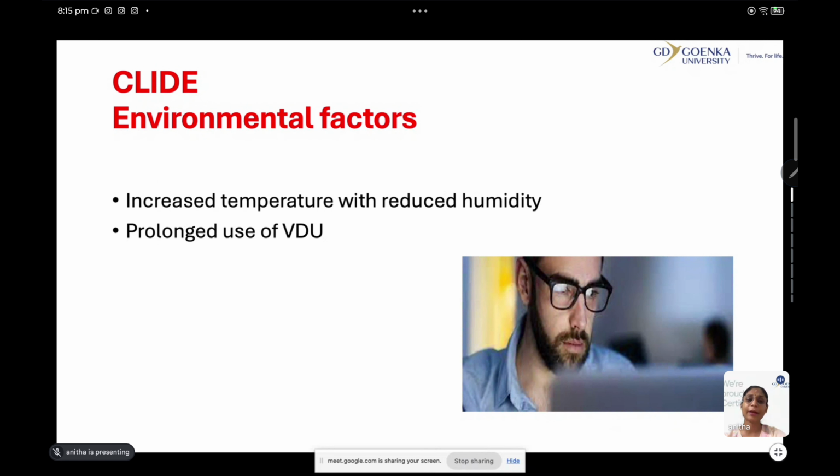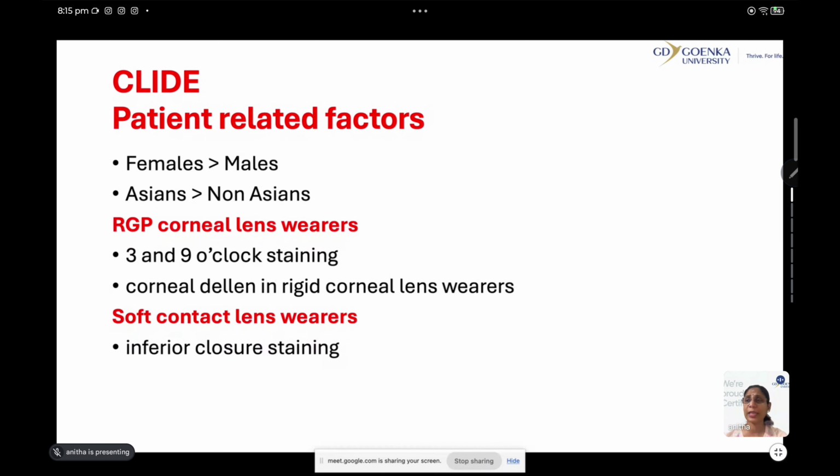Now, what are the environmental factors? Increased temperature with reduced humidity and prolonged use of visual display units and digital gadgets make wearers more prone to development of Clyde. These are contact lens wearers working in such environmental conditions, which we come across in most cases nowadays. Now, coming to patient-related factors, published studies, research and reviews point out that females are more prone to developing Clyde. The Asian population is at more risk of developing Clyde.